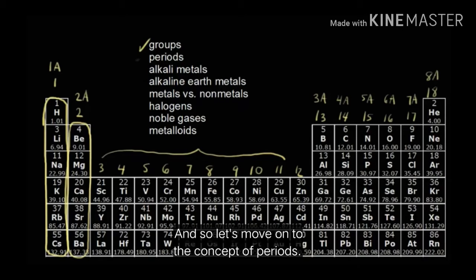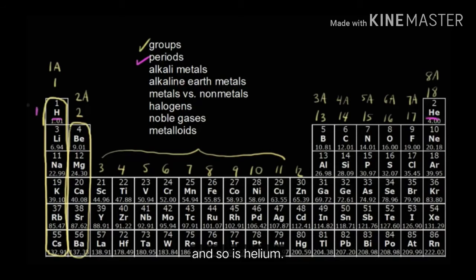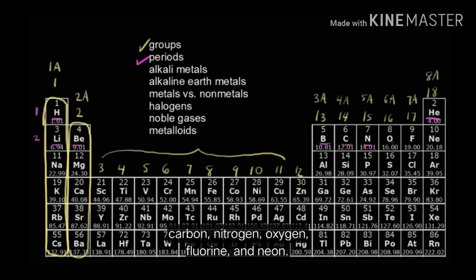And so let's move on to the concept of periods, right? So a period is a horizontal row on the periodic table. If I look at period 1, and I just move across my periodic table, hydrogen is in the first period, and so is helium. I move on to the second period, so lithium, beryllium, boron, carbon, nitrogen, oxygen, fluorine, and neon. And so I can continue with numbering my periods. So this would be period 3, 4, 5, and 6.